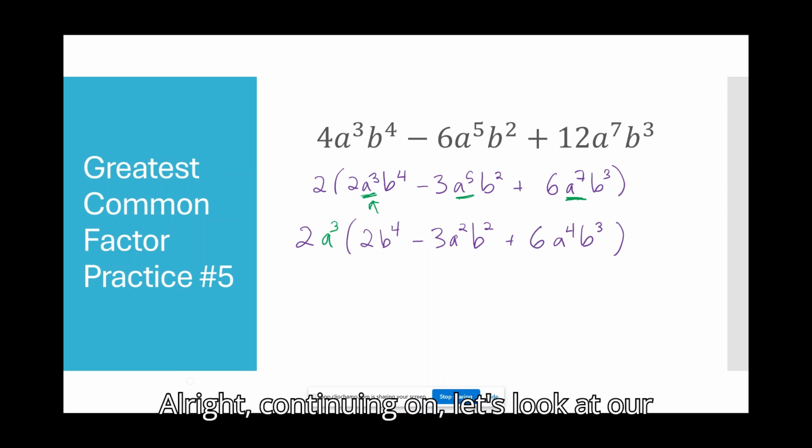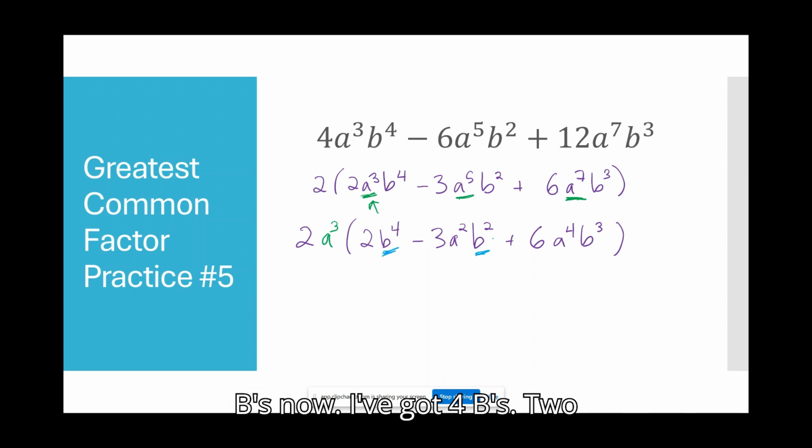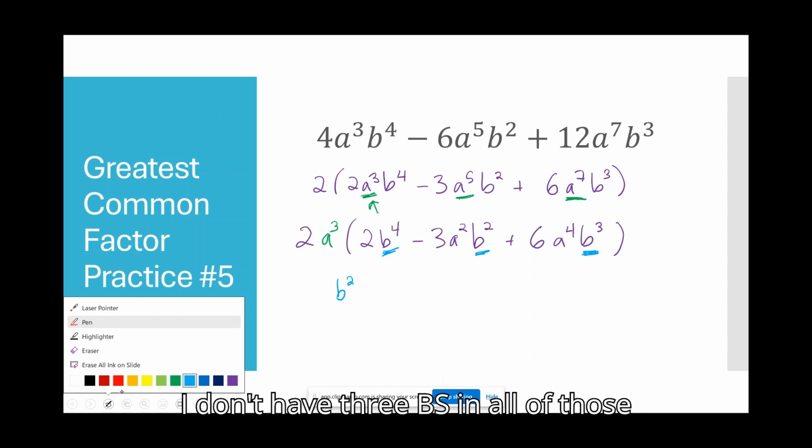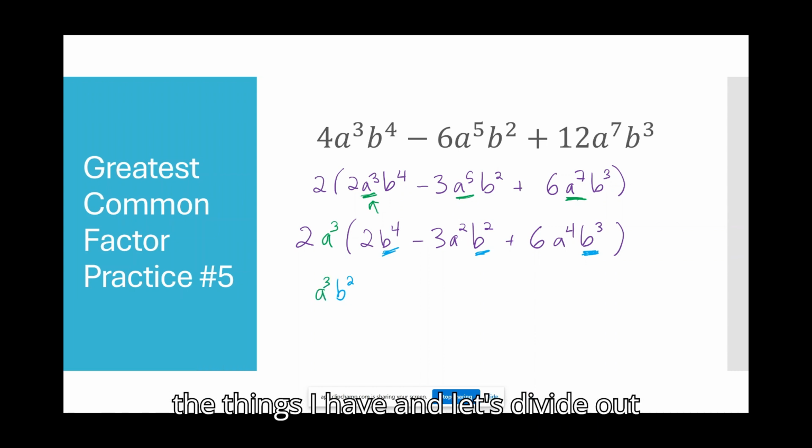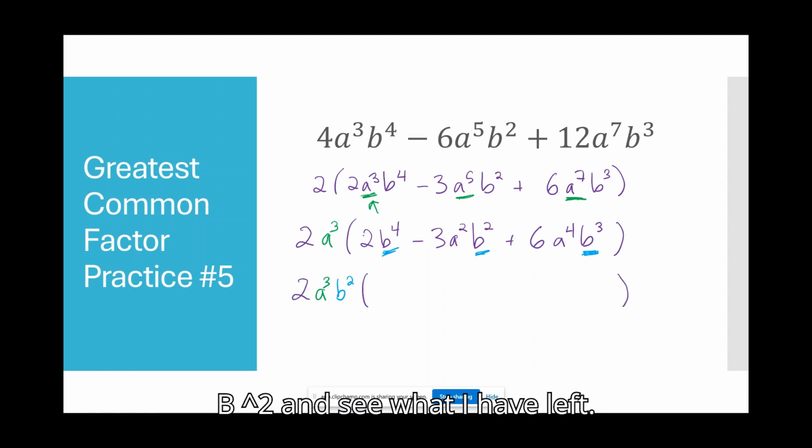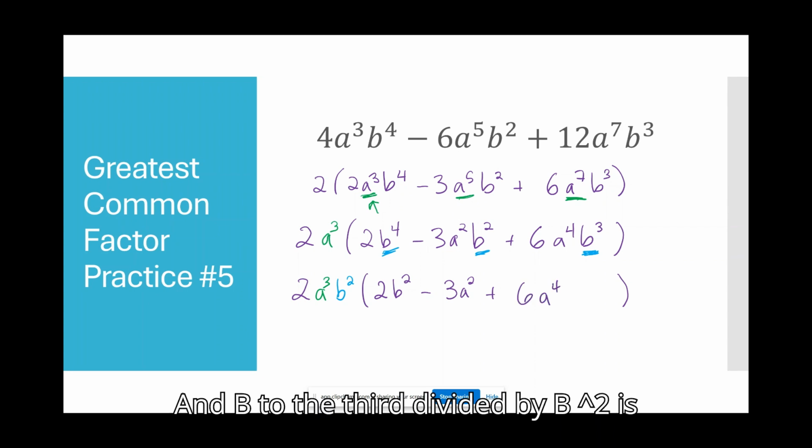All right, continuing on, let's look at our B's now. I've got 4 B's, 2 B's, and 3 B's all being multiplied together. Individually, 4 B's multiplied, 2 B's multiplied, 3 B's multiplied. What can be divided out of all of those? I have 2 B's in each of those. I don't have 3 B's in all of those, though. So I'm going to stick with just the things I have. And let's divide out that B squared and see what I have left. All of those B's are gone now. And B to the 3rd, divided by B squared, is going to leave me just 1 B.